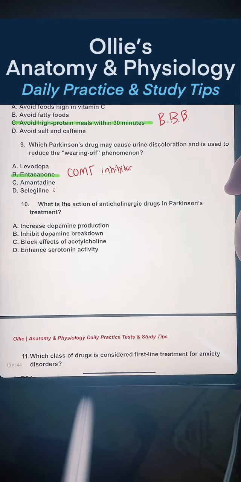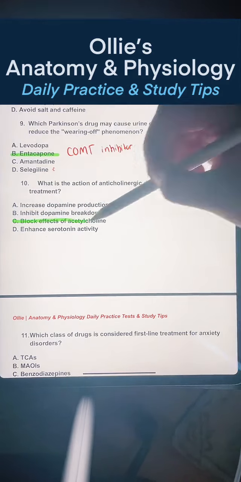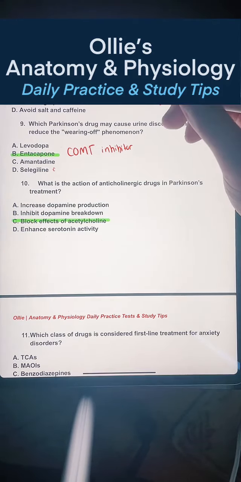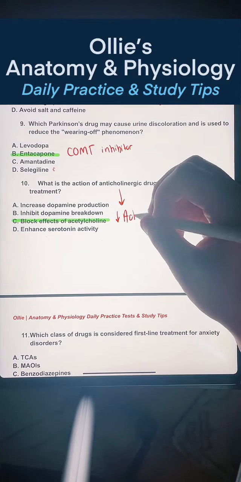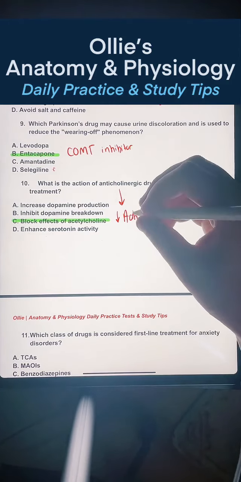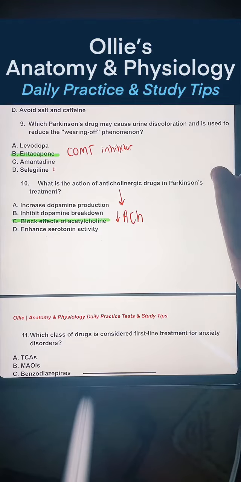Number 10. What is the action of anticholinergic drugs in Parkinson's treatment? Anticholinergic? What answer choice do we think it is? Perfect, it's C. It's going to block the effects of acetylcholine. I remember in Parkinson's we have excess acetylcholine. These are going to inhibit ACh, helping to restore that balance of dopamine and acetylcholine.